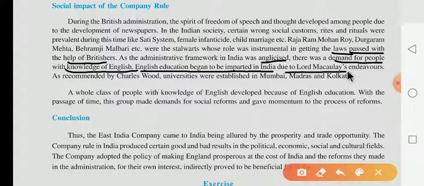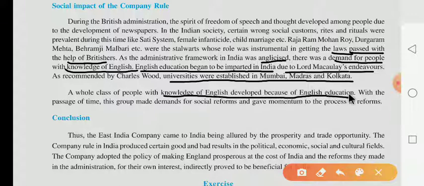This was due to Lord Macaulay's endeavors. What is the meaning of endeavors? Endeavor means efforts. As recommended by Charles Wood, universities were established in Mumbai, Madras and Calcutta. Why? Because the British had a need for people who would work under the British rule. A whole class of people with knowledge of English developed because of English education.